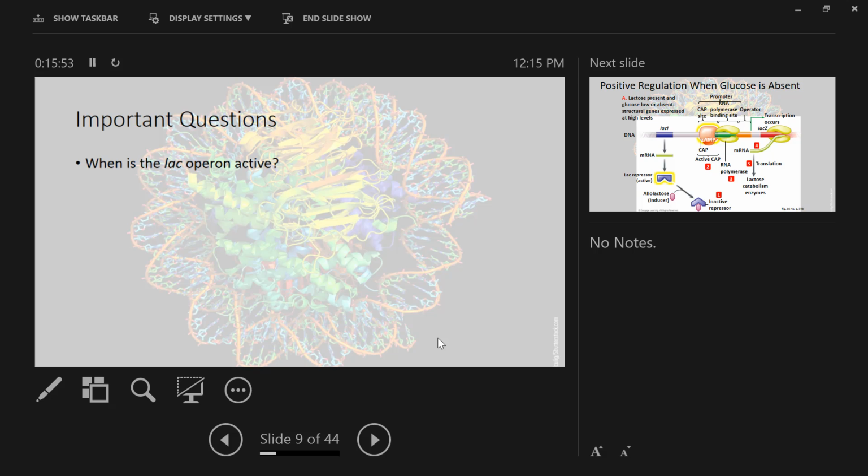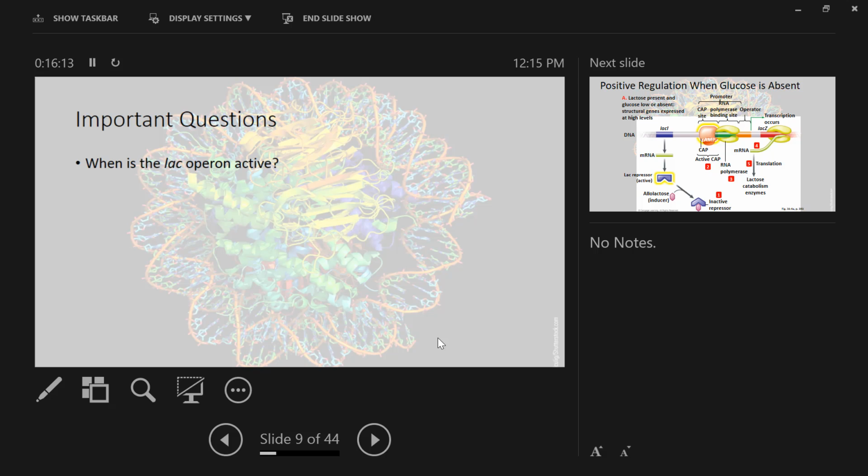When is the lac operon active? Somebody answer this for me. When is it active? When the repressor is repressed. Okay. Any other ideas? So, that's going to happen when lactose is present. When you don't lack lactose. But do you imagine that that's it?